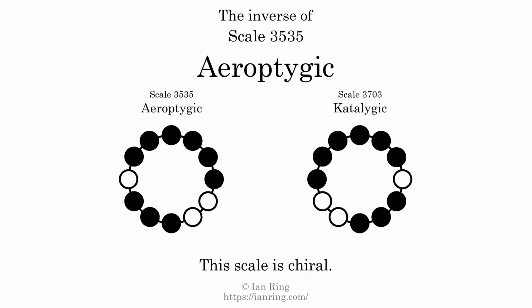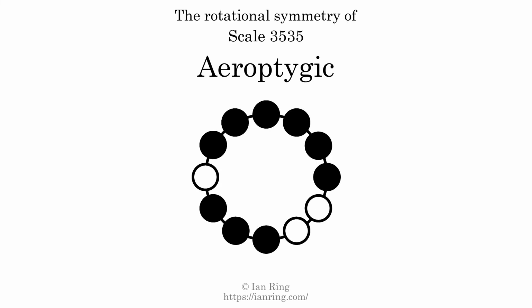The inverse of a scale is a mirror image. It is what you get when the sequence of intervals is reversed. The inverse of this scale is scale 3703, also known as catalytic. This scale is chiral. It cannot transform into its inverse by rotational transformation. This scale has no rotational symmetry.